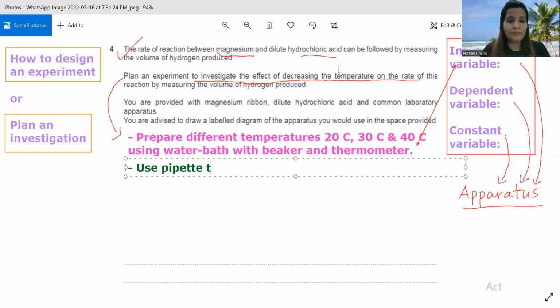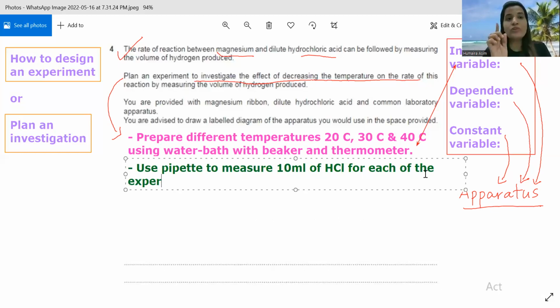to measure, let's say 5 ml or 10 ml, 10 ml of HCl for each of the experiment. Which experiment? One for 20 degrees Celsius, one for 30, and one for 40. You have 3 experiments to do, right? So use pipette to measure 10 ml of HCl for each of the experiment, right?